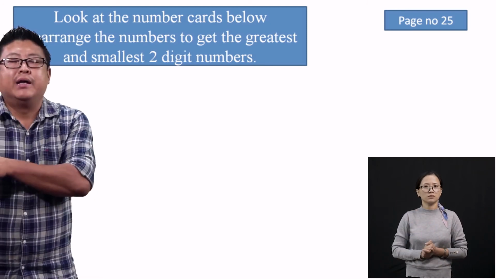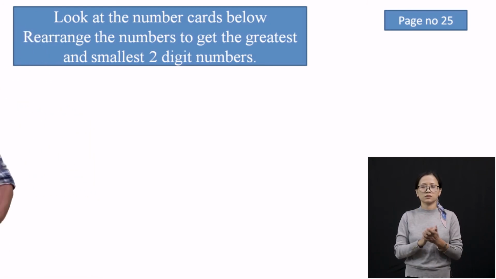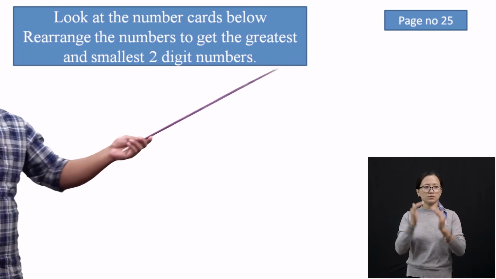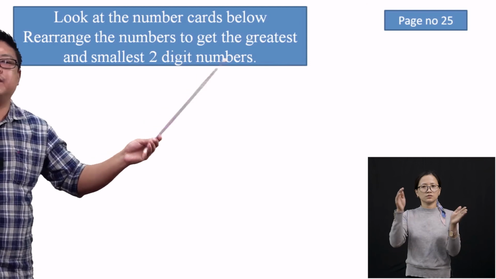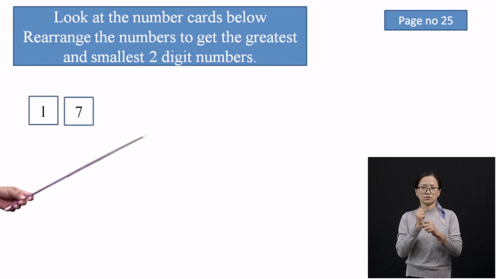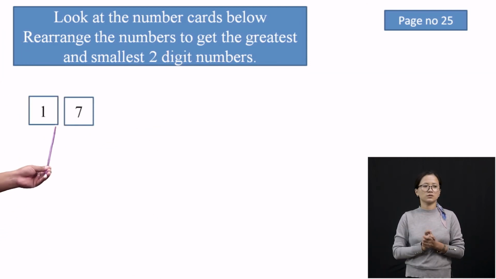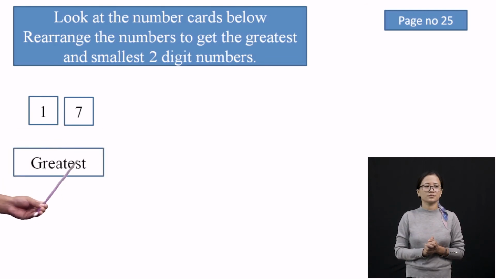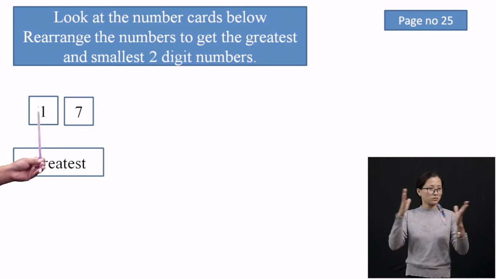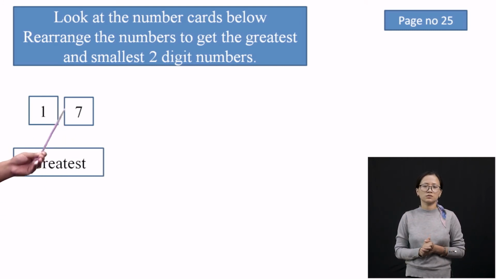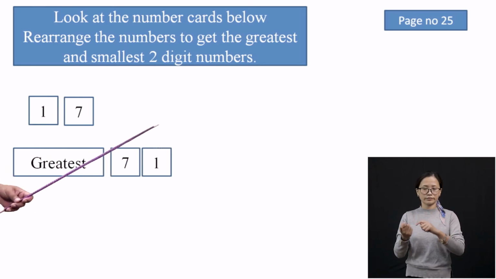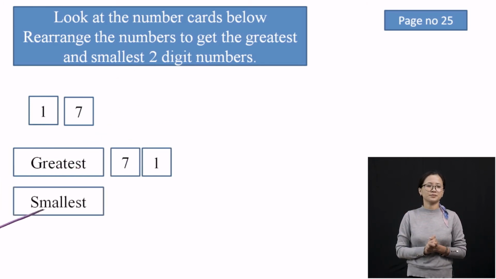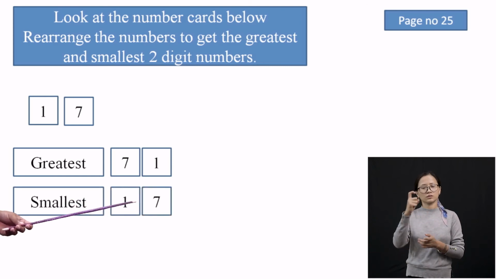All right, children. Now, look at the number cards below. It is on page number 25. Rearrange the numbers to get the greatest and smallest two-digit numbers. Now, the number given is 17, right? Now, with these two digits, the greatest number that we can form is 71 by rearranging, all right? And the smallest number that we can get is 17.